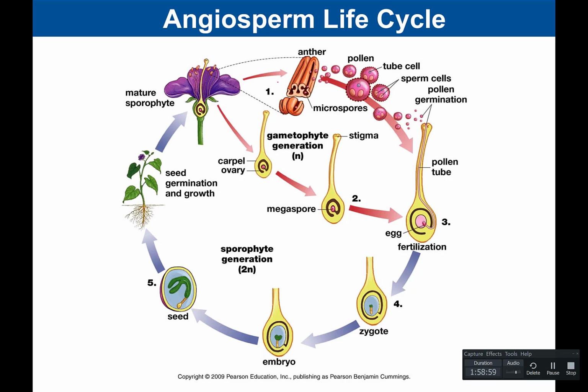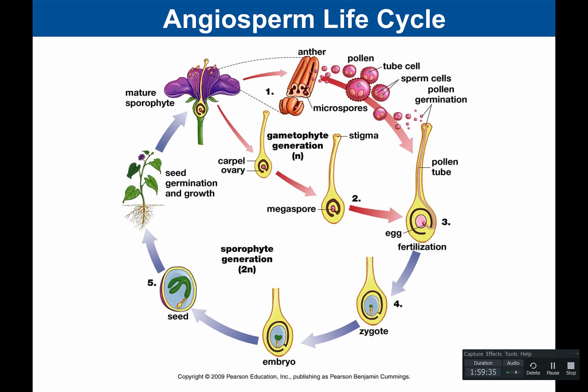And so these cells within the anther are going to undergo meiosis. They're going to form the haploid pollen. And in the female, in the pistil, the cell within the ovary is going to also undergo meiosis and form the haploid egg. And so the sperm cell in the pollen is going to land on the stigma. It's going to travel down through the pollen tube, and it's going to fertilize the egg, and it's going to form this diploid zygote.